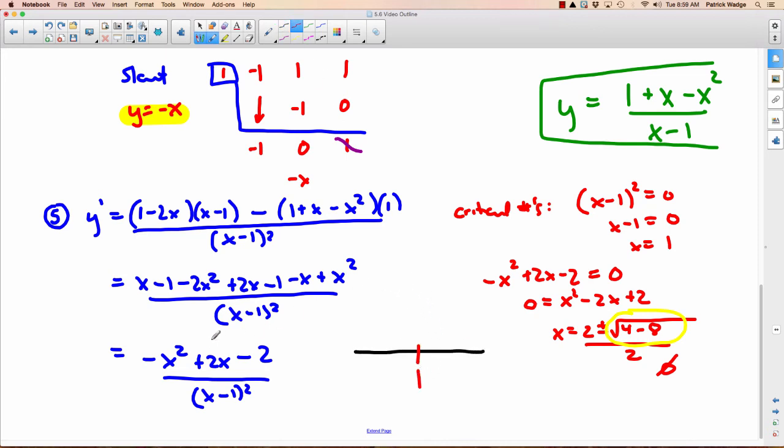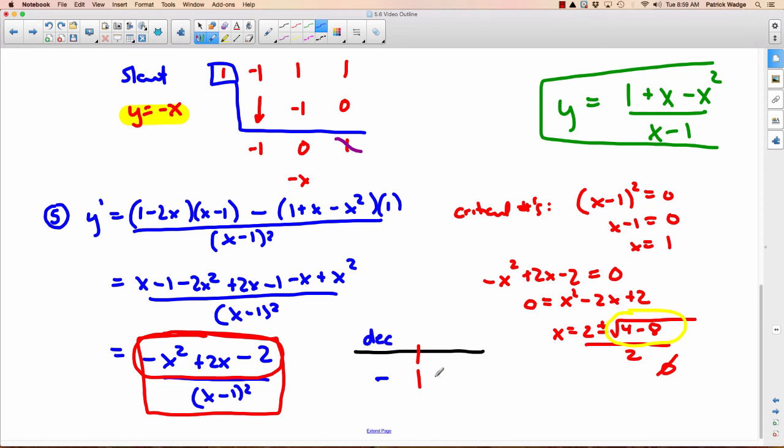Now, where are we going to try it out? We're going to try it out right here. The bottom's squared though, so you don't have to worry about that. You only have to worry about the top up here, because this is always going to be positive. So let's try 0 to start. That's easy. 0 plus 0 take away 2 is definitely negative. So we have negative here, which means decreasing.